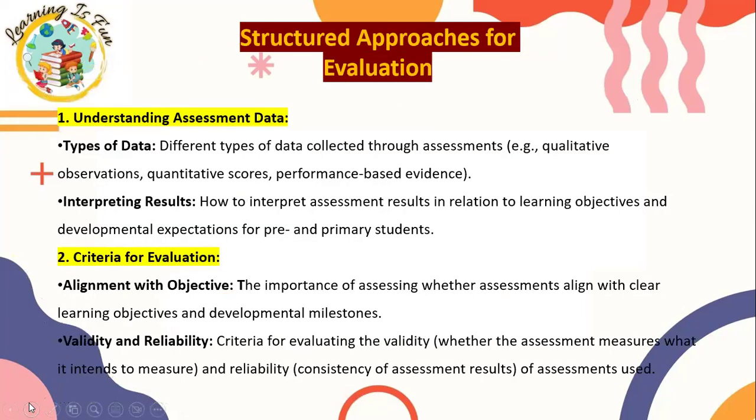Now, understanding types of data. As I told you, there are different types of data that you are going to collect. Data can be collected in anecdotal records, in checklists, and in rubrics also. So these are the evidences: the qualitative basis, quantitative basis, scores, and performance basis. All right, so you are going to check your data. There are different types of data where you are going to record it.